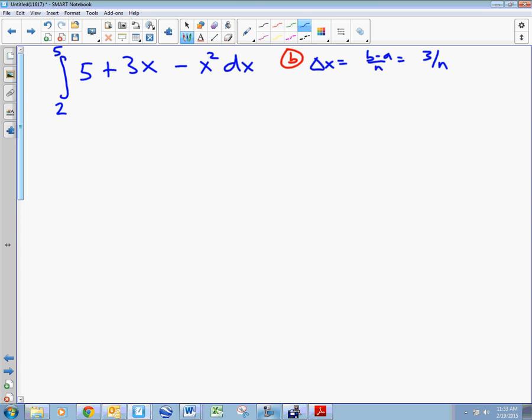So now for C, that's the width. Now I want to do the sum of the heights. Well, the sum is just summation, but the heights, where do we evaluate the heights at? And x sub i is equal to a plus i times b minus a over n. So what we end up with is our beginning point, which is 2, plus our width. What's our width? 3 over n times i, so 3i over n. So that's what we plug in for x sub i now. Make sense?